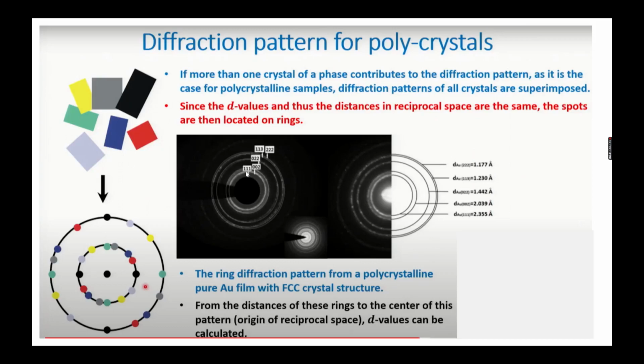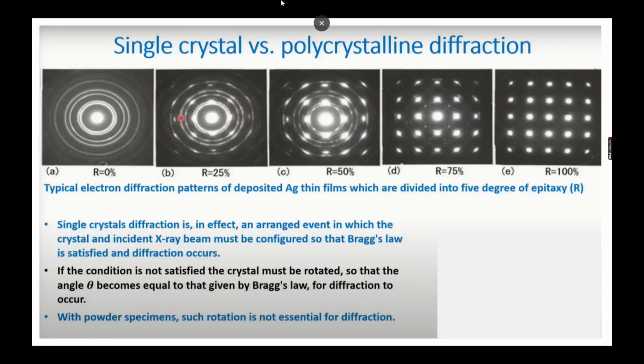Here you can see this is for 111, 002 and so on. The ring diffraction pattern from a polycrystalline pure gold film with FCC crystal structure is shown here. This is the value of the spacing d. For a single crystalline material, you will get this kind of a spot pattern.